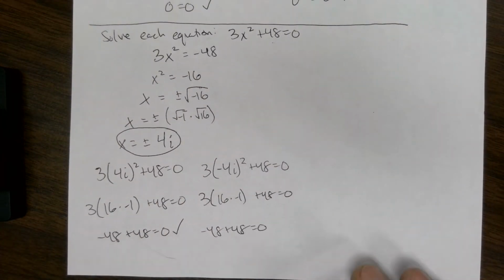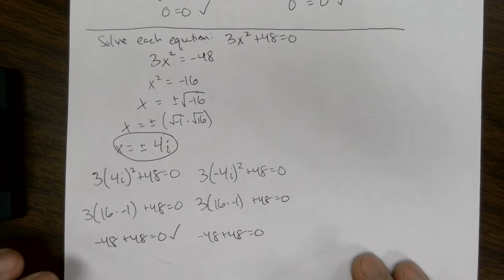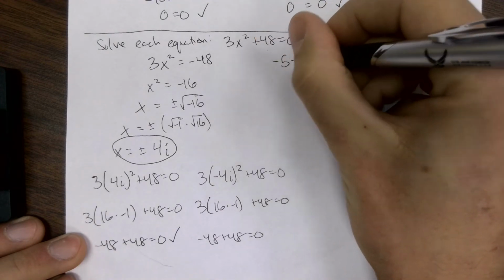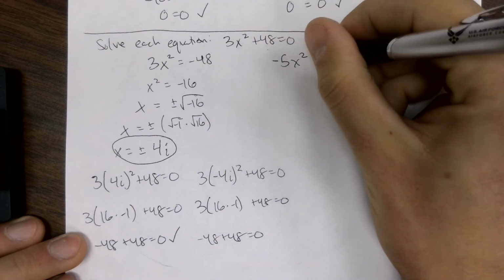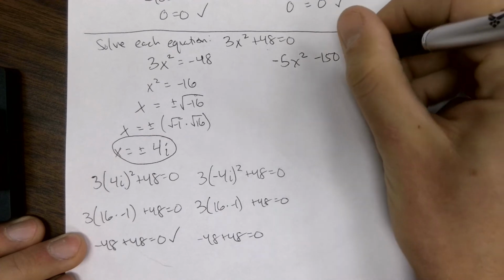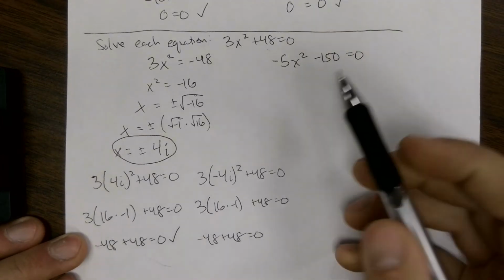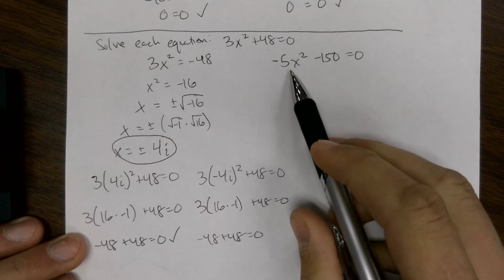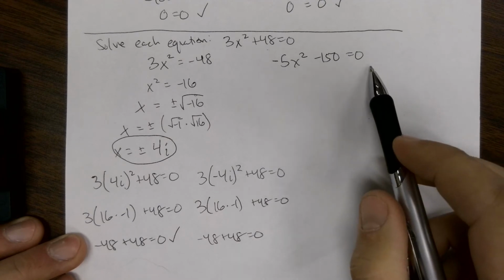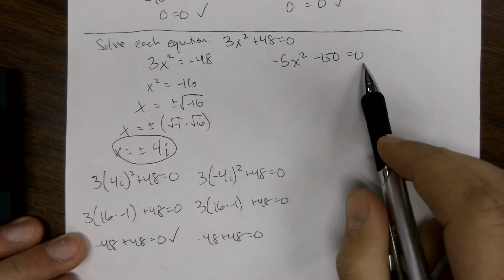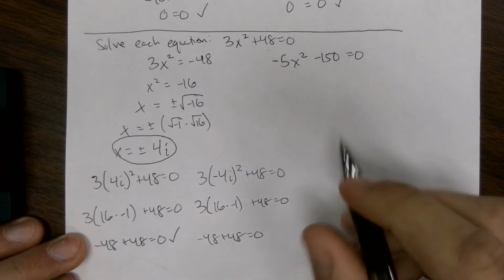We'll do one more example. This time we'll do a negative. So I have negative 5x squared minus 150 equals 0. Alright, so the first thing I can do here is divide by negative 1. Or I could add the 150 to the other side. Doesn't matter in this case.